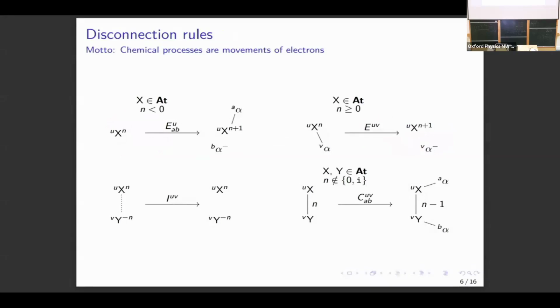Here for the first one, the condition is that the charge is strictly negative. So we detach an electron, increase the charge that was strictly negative by 1. And now, because we have detached an electron, it means a new unpaired. So the idea is that this one was paired with some electrons here, giving it a strictly negative charge. So now an unpaired electron must appear after this disconnection has been applied.